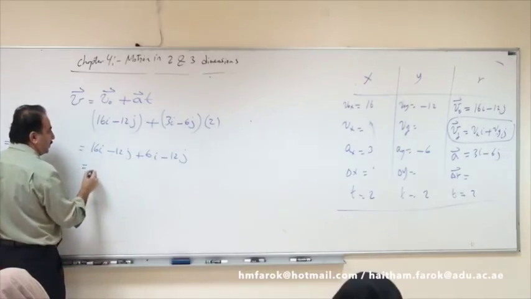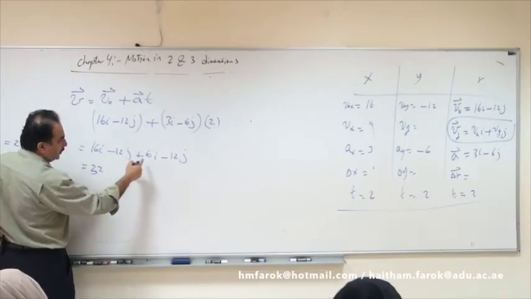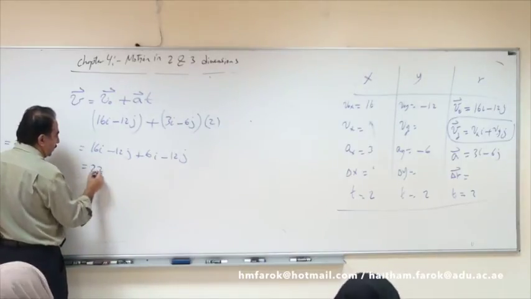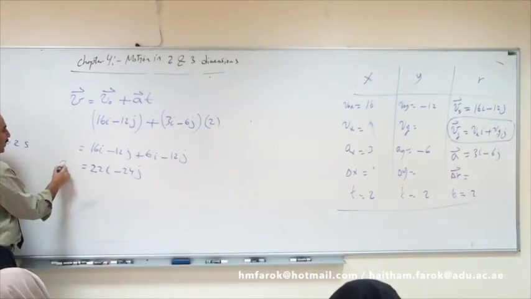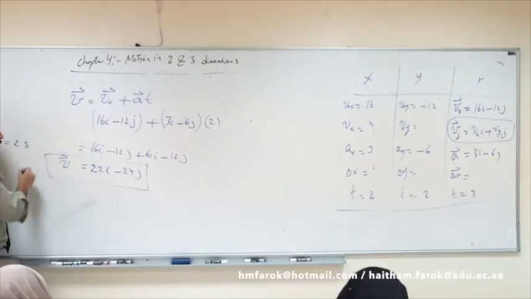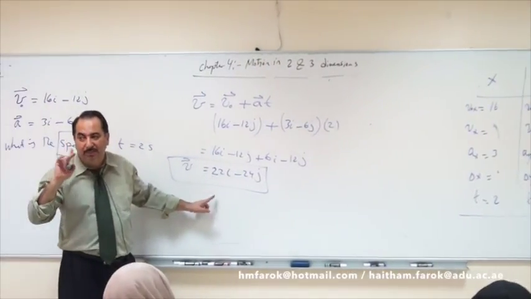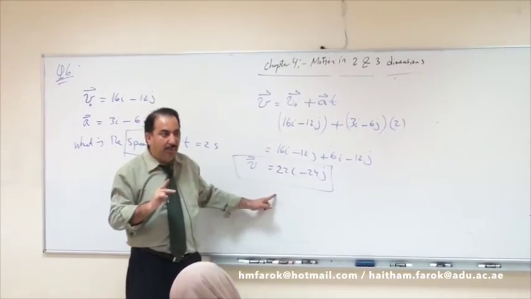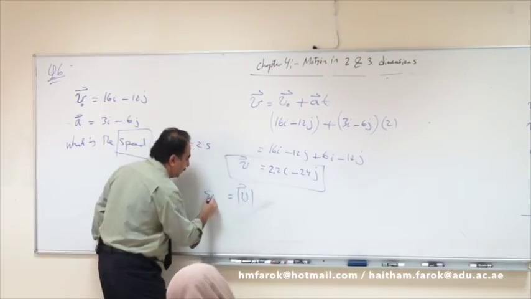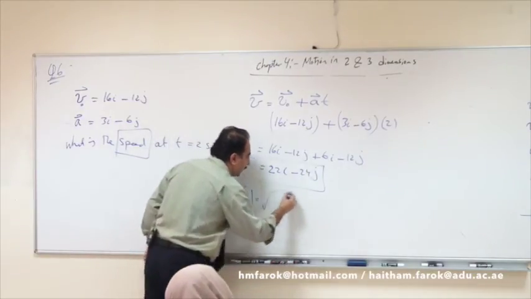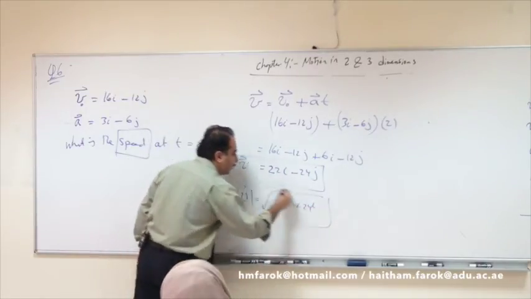16 and 6, 22, minus 24J. What have we found? What's this question? Velocity at 2. What's the speed? Okay, so V is the speed, equal to the square root of 22 squared plus 24 squared. And you find the answer.